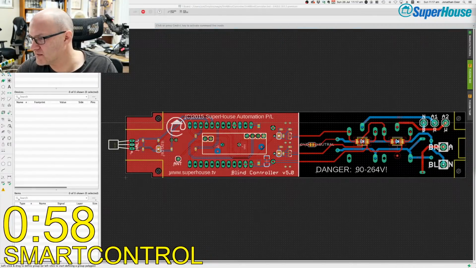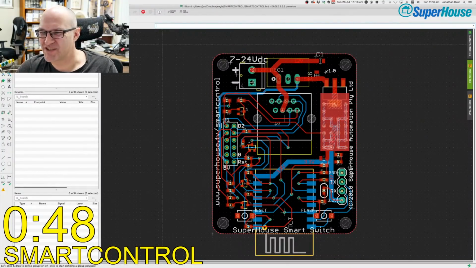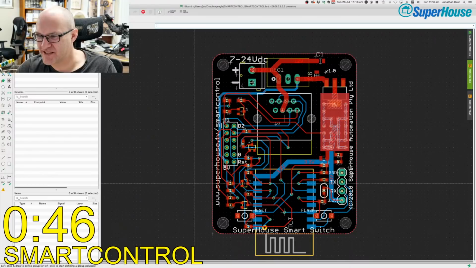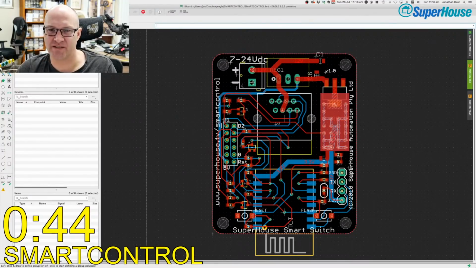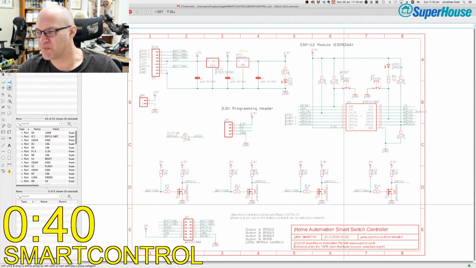Smart control. What is smart control? Oh yeah, okay. This is the control board out of my next generation light switches, although when I say next generation, this is actually a couple of years old. I've just never actually really finished it properly.